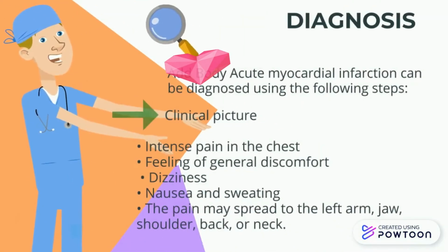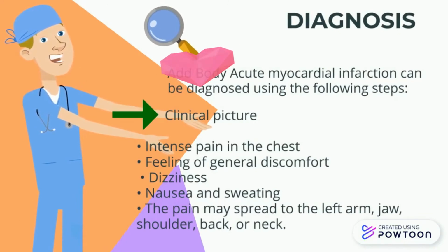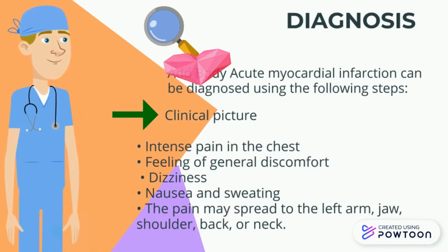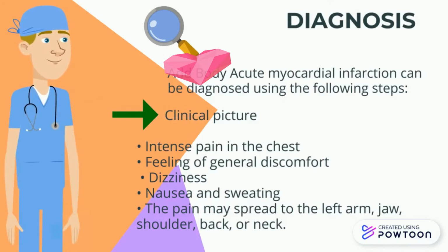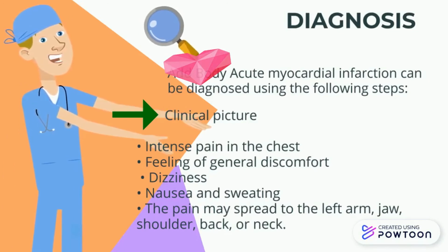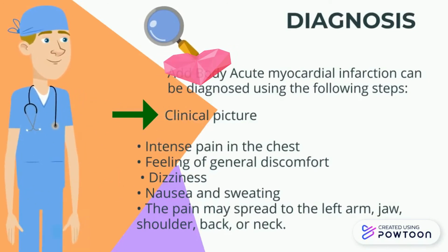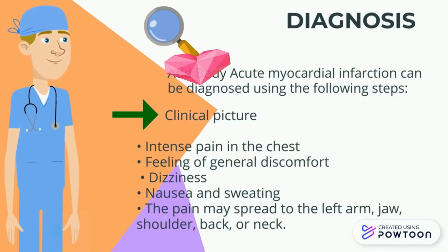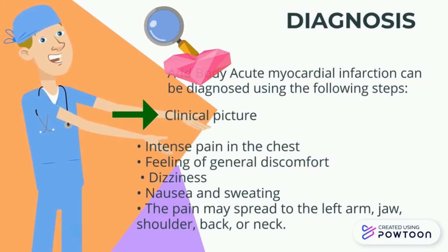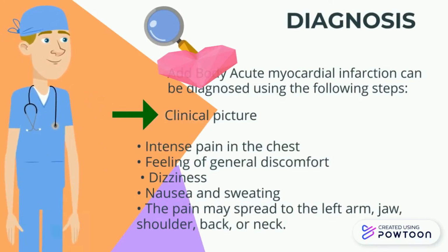Diagnosis. Acute myocardial infarction can be diagnosed using the following steps. Clinical picture. Myocardial infarction is recognized by the sudden appearance of the characteristic symptoms: intense pain in the chest in the precordial area, feeling of general discomfort, dizziness, nausea, and sweating. The pain may spread to the left arm, jaw, shoulder, back, or neck.